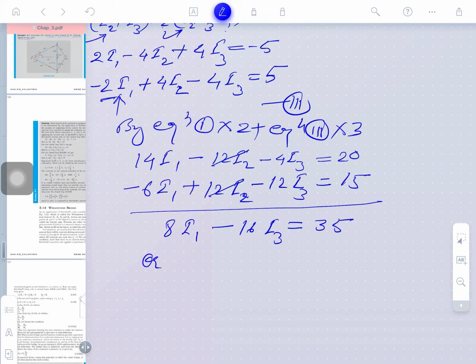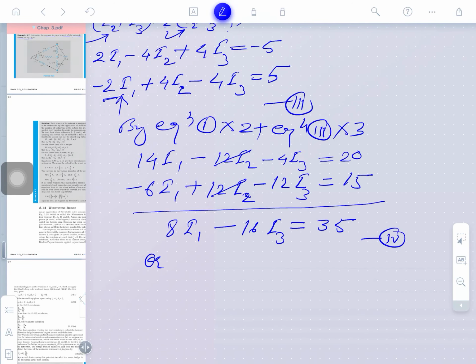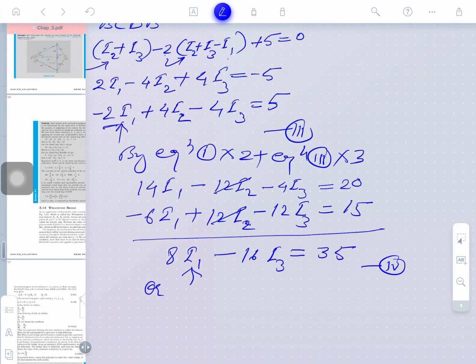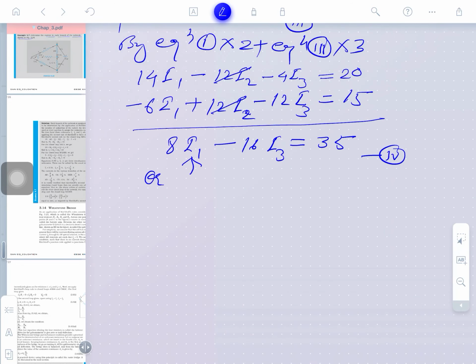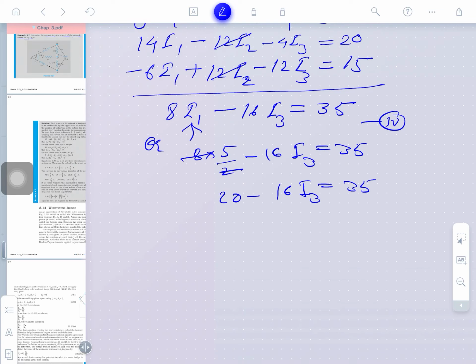Clear? So this is equation 4, substituting the value of I1. What is the value of I1? We obtained the value of I1 as 5 by 2. So in place of this, 5 by 2 is to be put here. So 8 into 5 by 2 is 20. So 20 minus 35, and 16 I3 also there. So what is coming here? Minus 15 by 16 is coming.